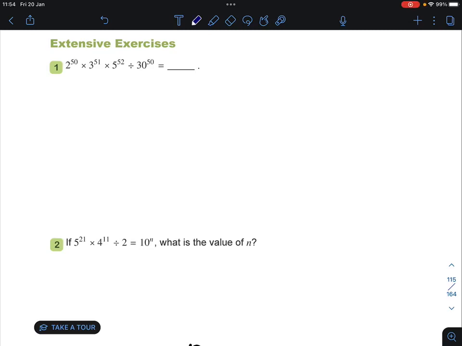This is Year 6 Lesson 1 Extensive Exercises, starting with question 1. 2 to the power of 50 times 3 to the power of 51 times 5 to the power of 52 divided by 30 to the power of 50.